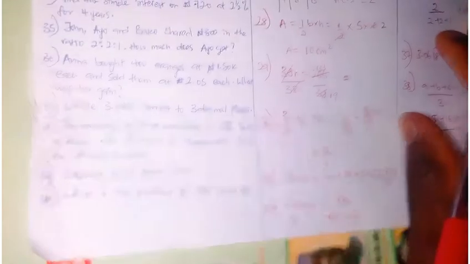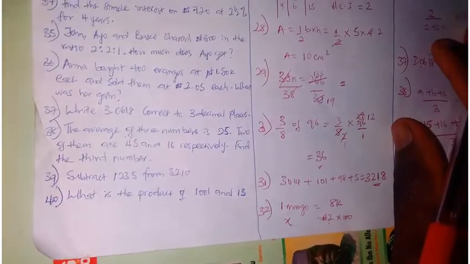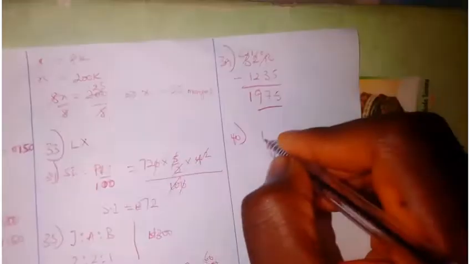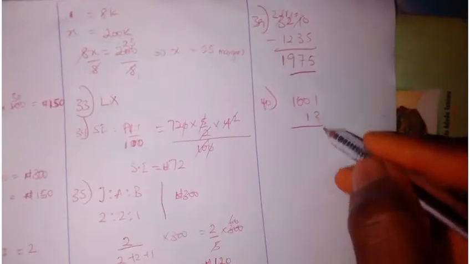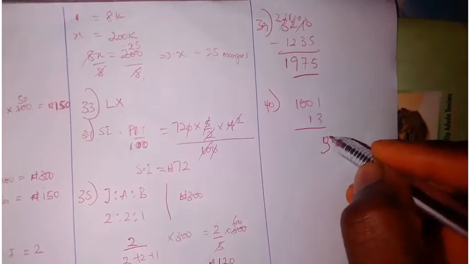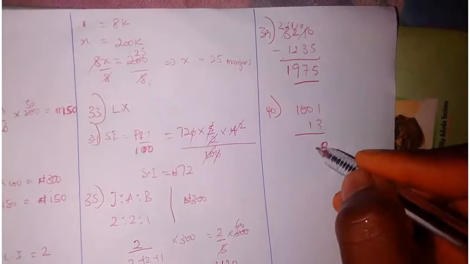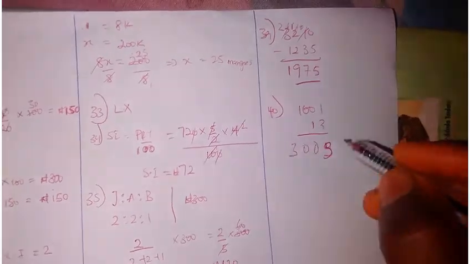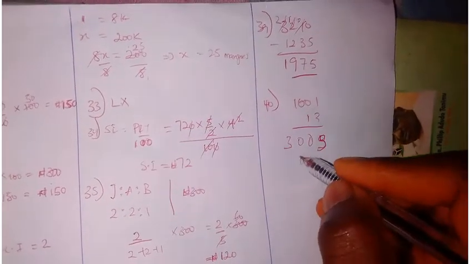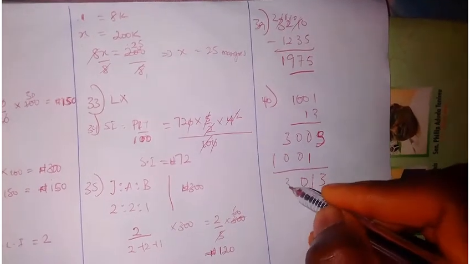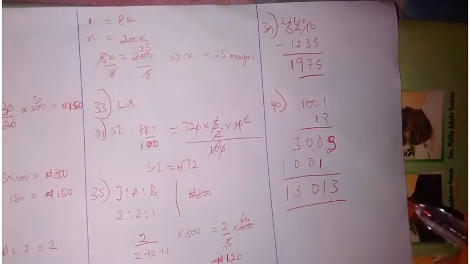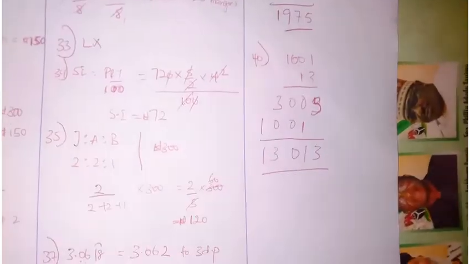Then, number 40 question. It says what? What is the product of 1001 and what? 13? 40 question. 1001 and what? 13. Very simple. This is 3 times 1, 3. Sorry, this 3. 3 times 0, 0 times 0, 0 times 1, 3. 1 times 1, 1 times 0, 0 times 0, 0 times 1, 1. I'm adding 3, 1, 0, 3, 1. So my answer is 13013. As simple as that.